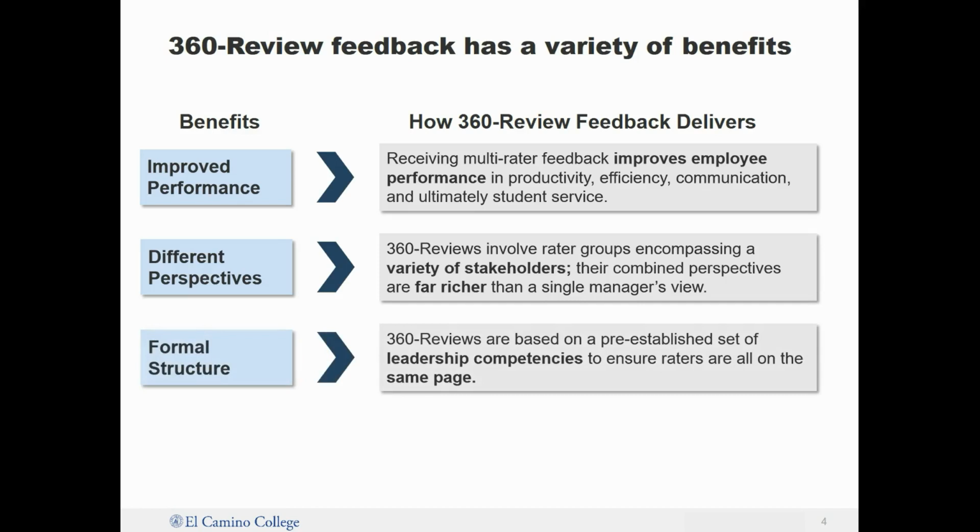Another benefit of a 360 review is its formal structure. Feedback is based on a set of pre-established leadership competencies to ensure raters are all on the same page.